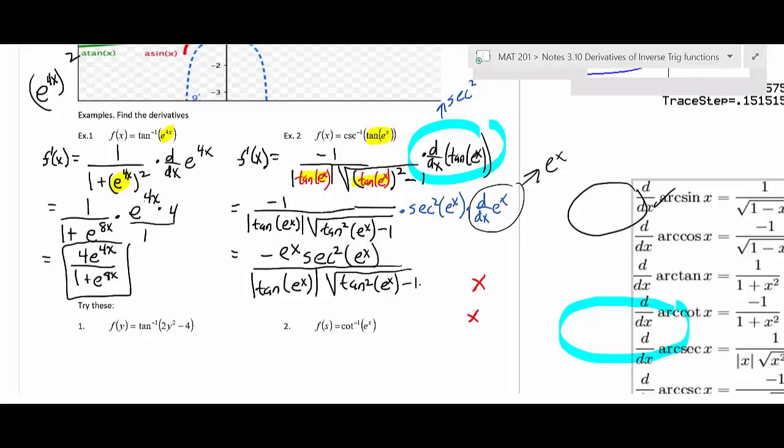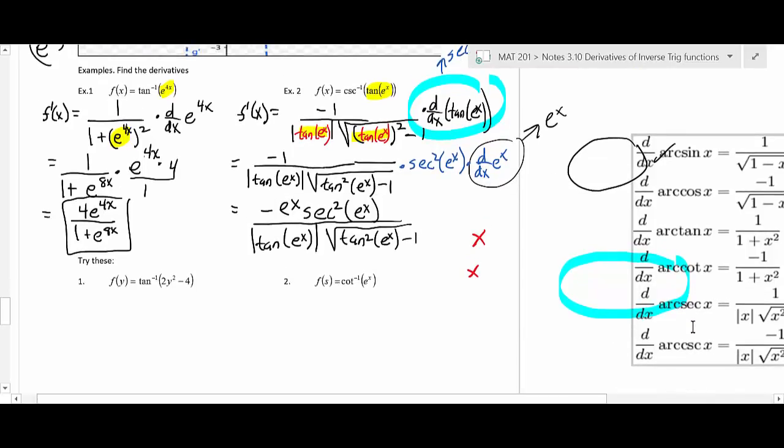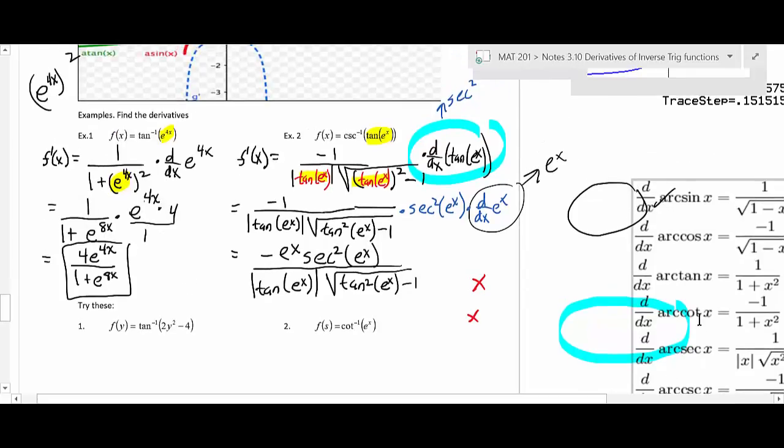Okay? These don't show up as much, but if you follow the rule as you're doing your homework, you should be fine as long as you can do the chain rule okay. All right? Okay, you guys see what's going on there okay?